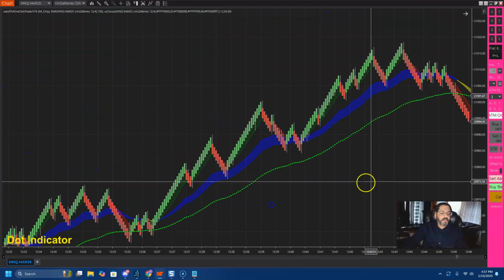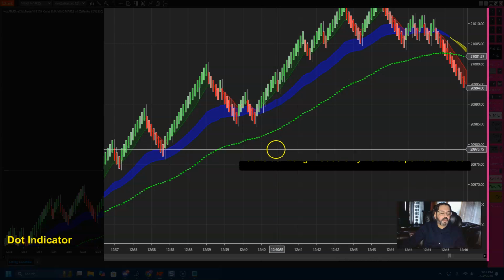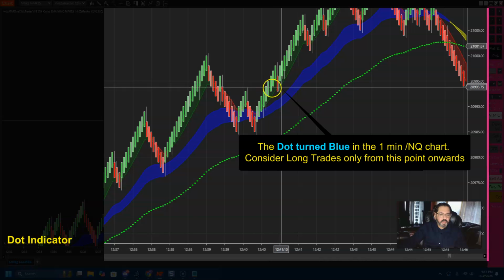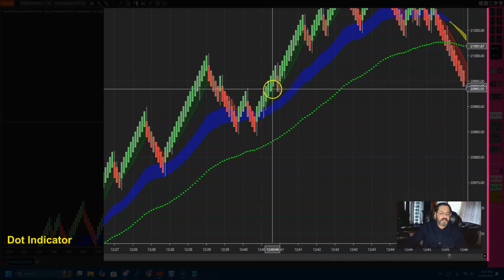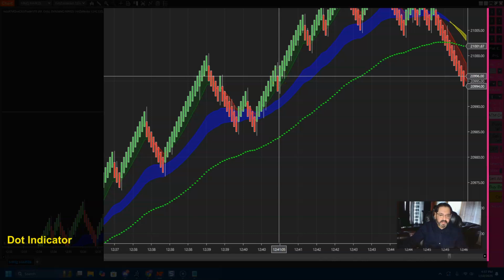12:41 right there, right? So we would have found out about it somewhere around here. Now we're waiting for the price to get back under the blue cloud for us to take an entry, right? You can take an entry right there. That's fine if you're trading right there and then.